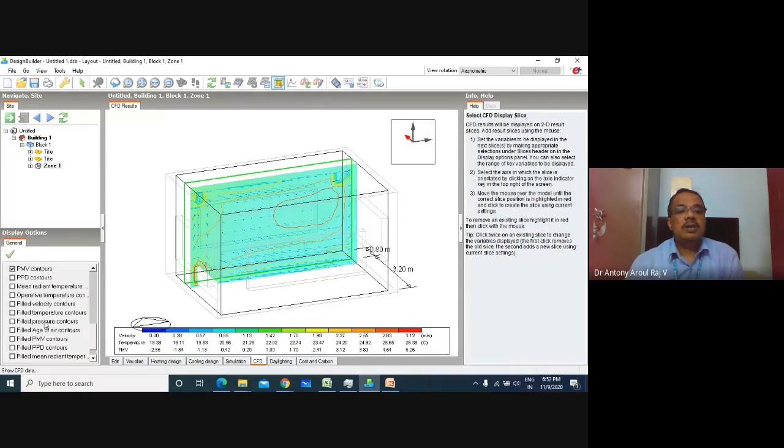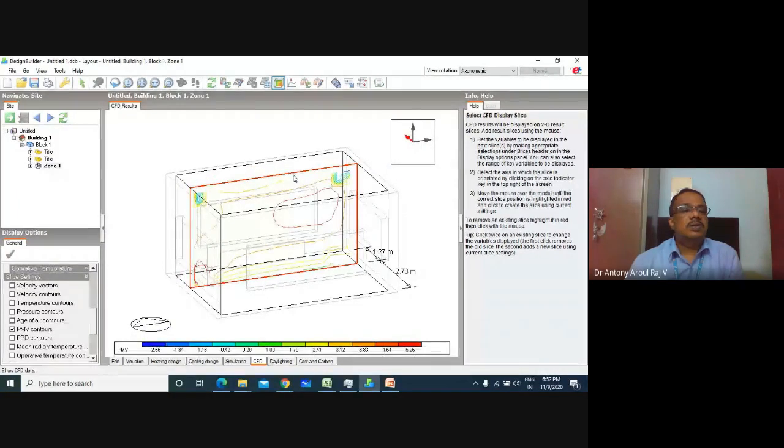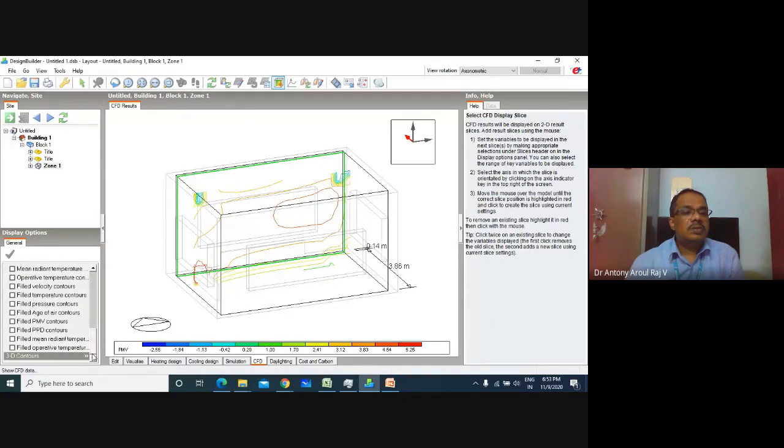Filter temperature is on, and even velocity is also on. Velocity vector is on. So I remove that, and I remove the slice. Okay, so it is in vector form. PMV contours. Okay, field PMV contours will go. Then only you can see this. I can see, but I don't know whether you can see or not.